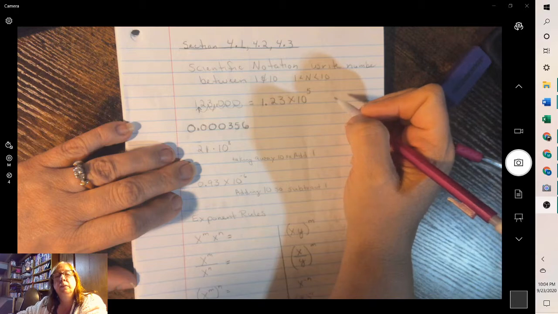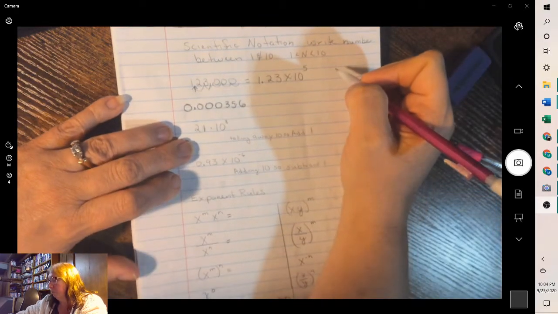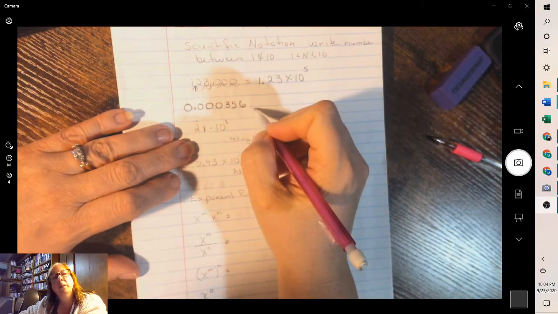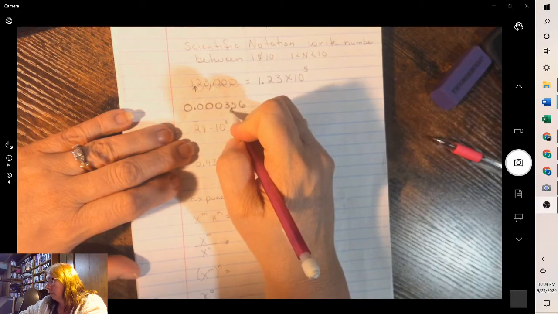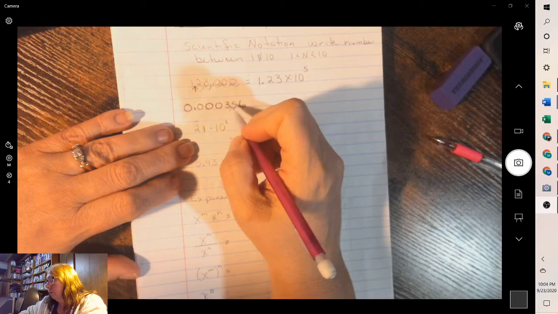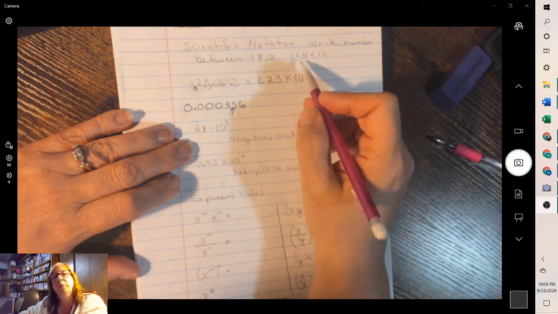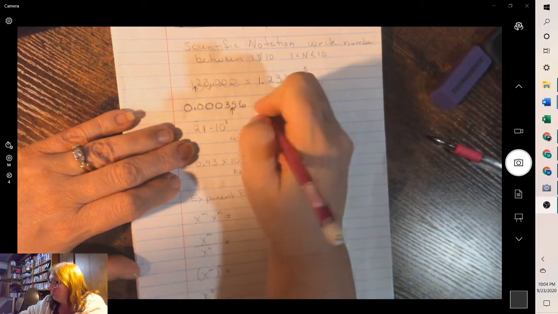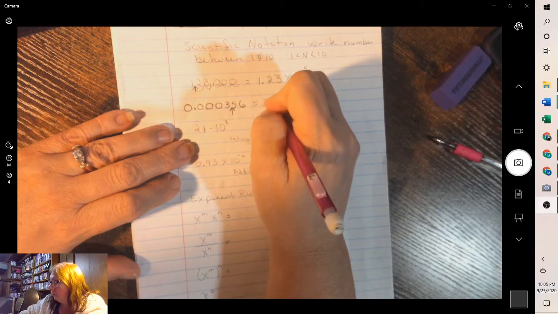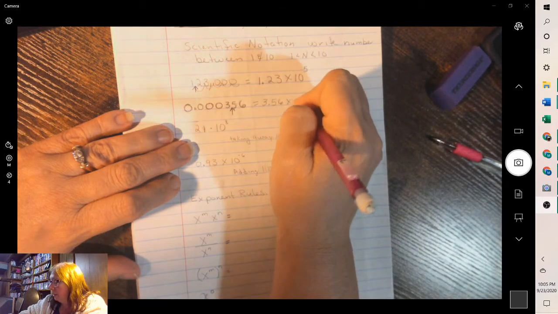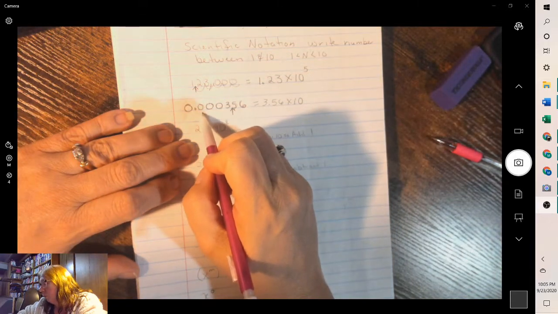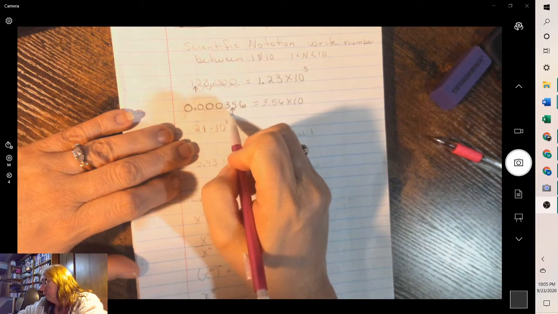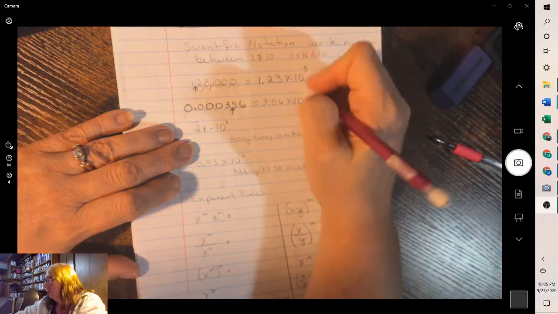Let's try another one. If we look at this number, we want to take this decimal and move it here. So then 3.56 is a number between 1 and 10. So it's 3.56 times 10. Now we need to find the exponent. Well, we have to move it 1, 2, 3, 4 decimal places. So we need it 4.